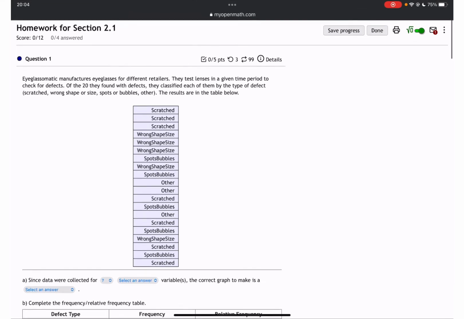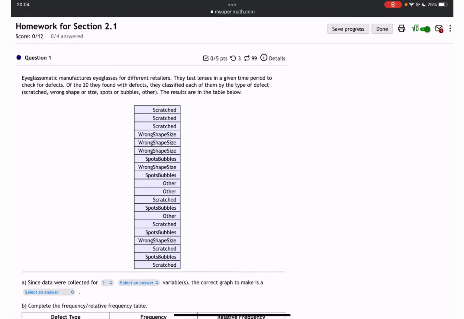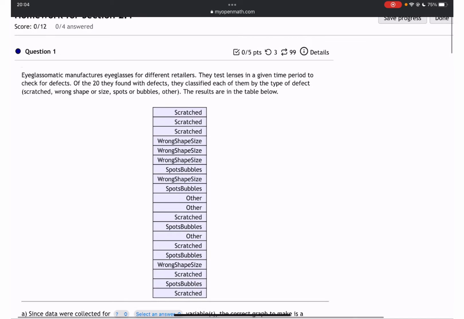We are doing homework 2.1. Eyeglassomatic manufactures eyeglasses for different retailers. They test lenses in a given time period to check for defects.